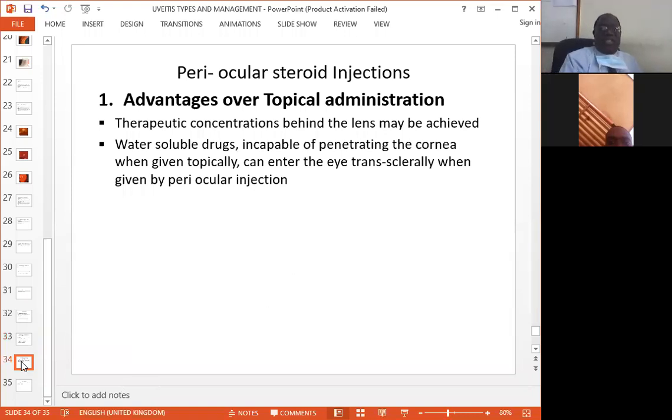Periocular steroid injections have advantages over topical administration. Therapeutic concentration behind the lens may be achieved. Water-soluble drugs incapable of penetrating the cornea when given topically can enter the eye transsclerally when given by periocular injection. You inject below the conjunctiva, and that diffuses in. That's what is called periocular injection.